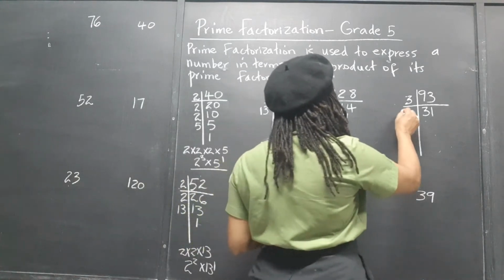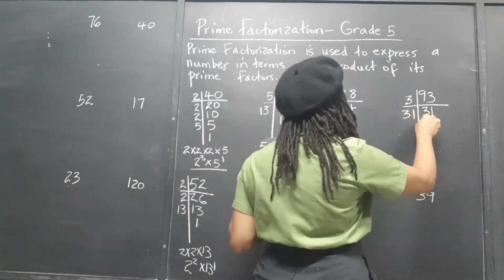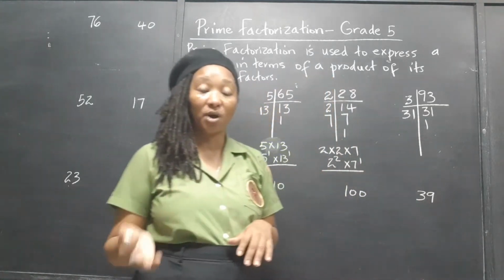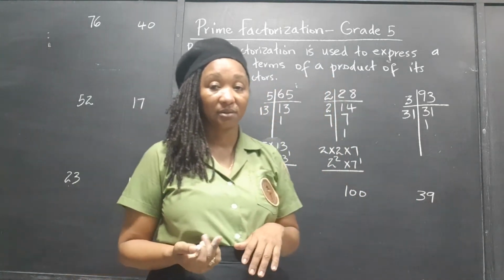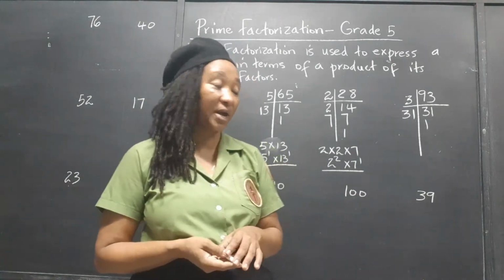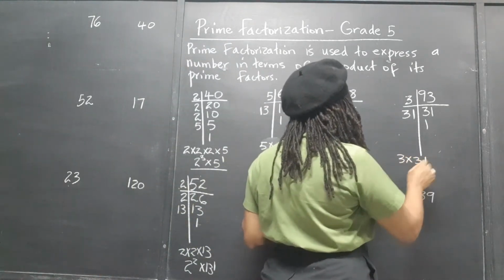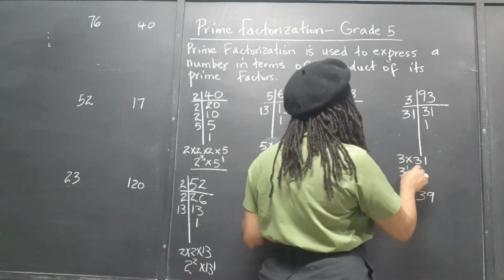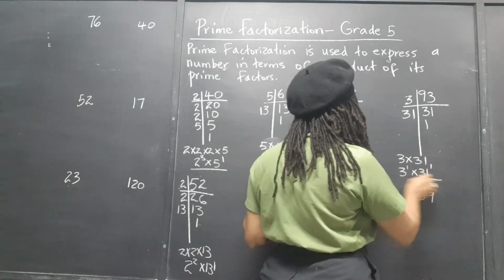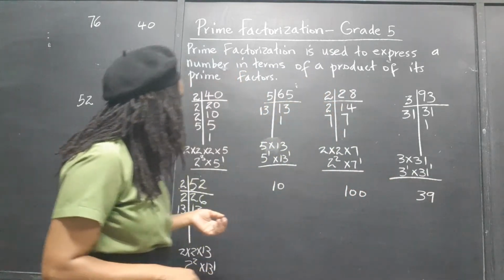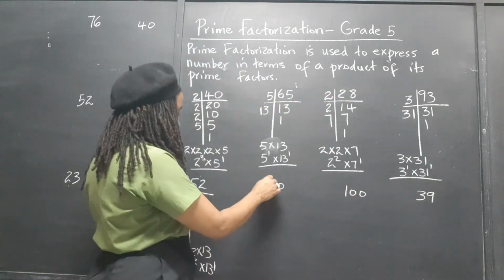So we have to do 31 into itself, right? The only number that can go into 31 other than 1 is 31. 31 is prime. So it's 3 times 31, or 3 to the first power times 31 to the first power. That's our prime factorization.